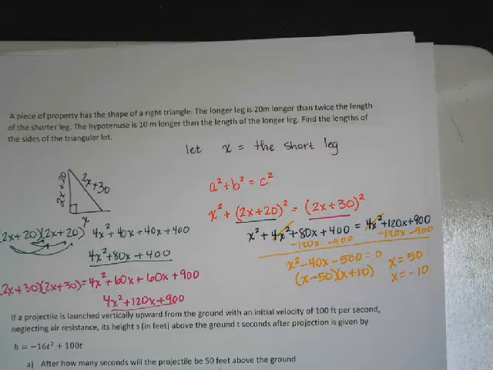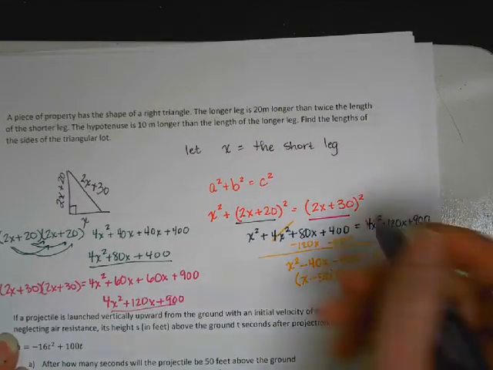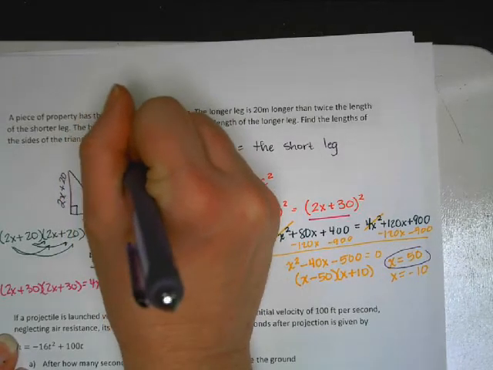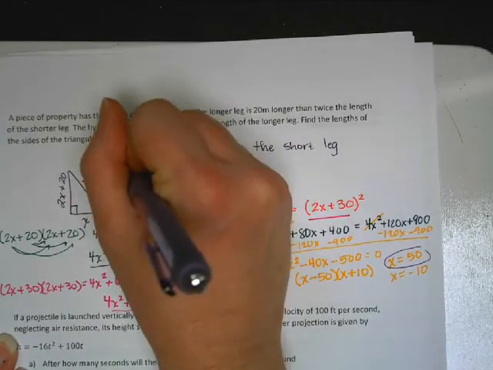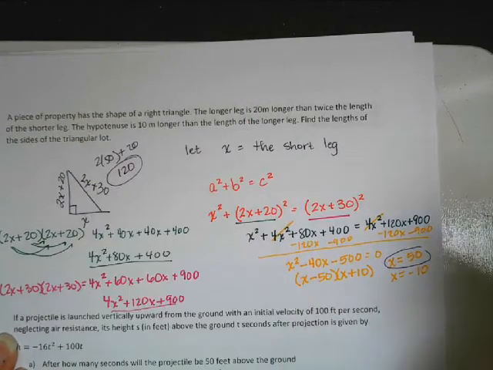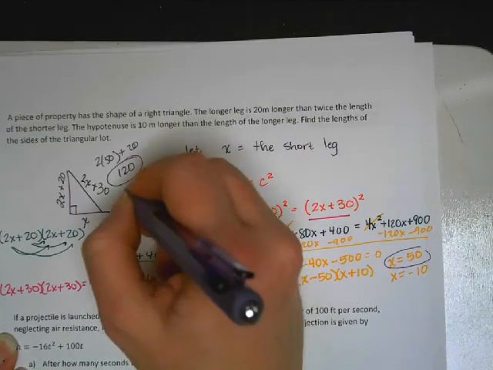And then the problem also told me to find the lengths of all of the sides. You've got to plug it in. So the 50 is the small side, and then 2 times 50. The side that doesn't have 2x, the regular x, is 50. The long leg is 120, and the hypotenuse is 130.